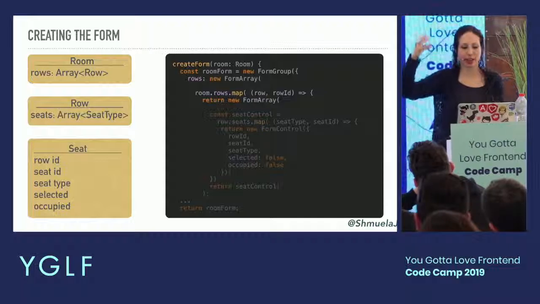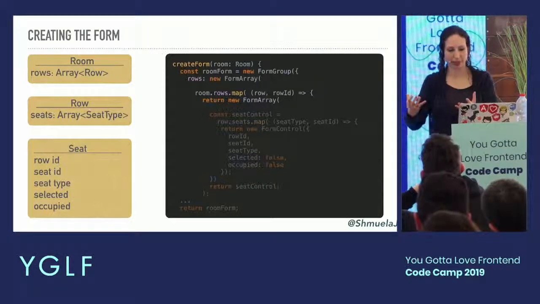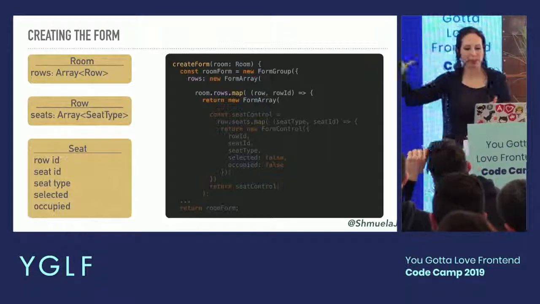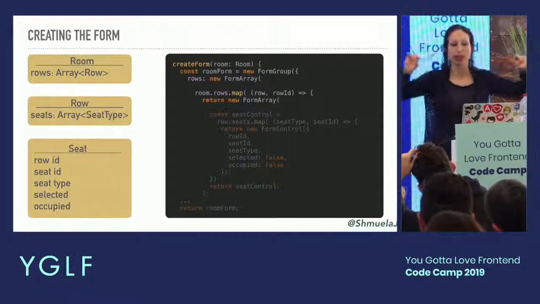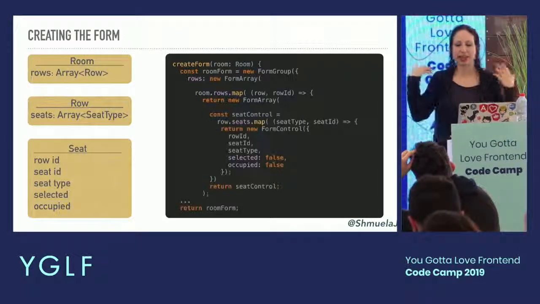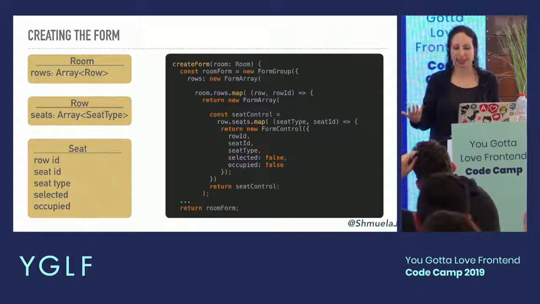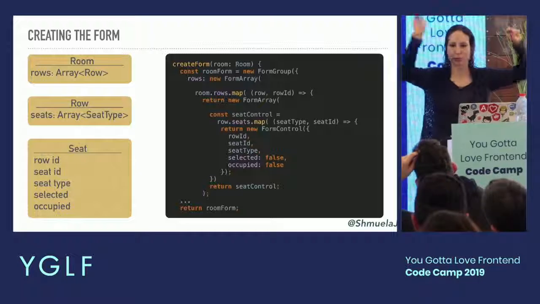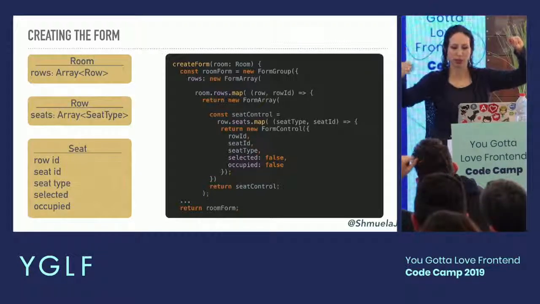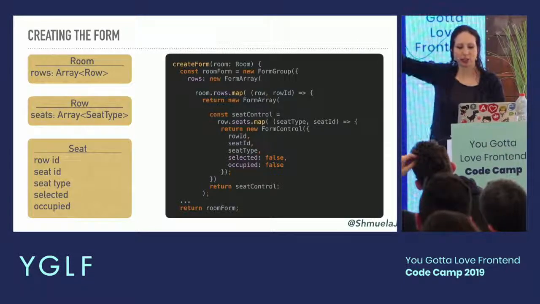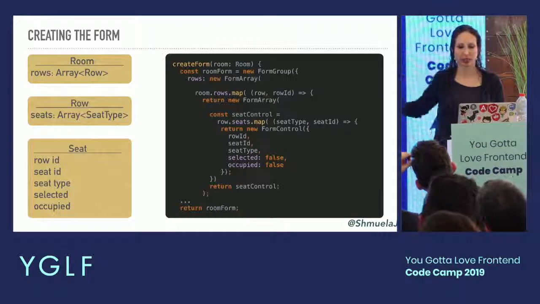Okay, so I take that. I have the room configuration, and I have the rows in this room, right? So I map it to create from each row a new form array. That's what I'm doing here. And how do I create a new form array? For each seat, I need a form control, right? So I'm mapping the seats array to a new form control, which has all this data.